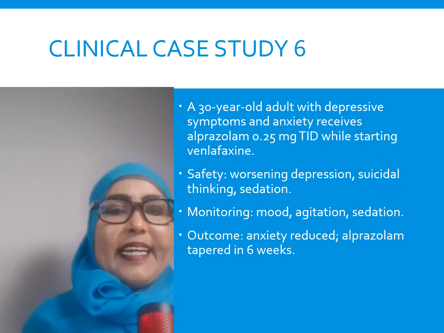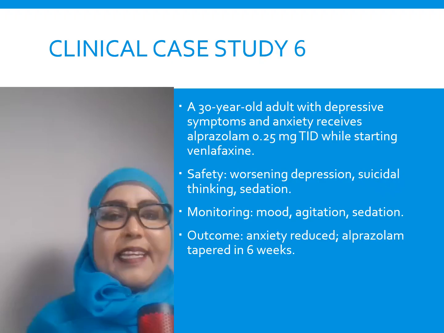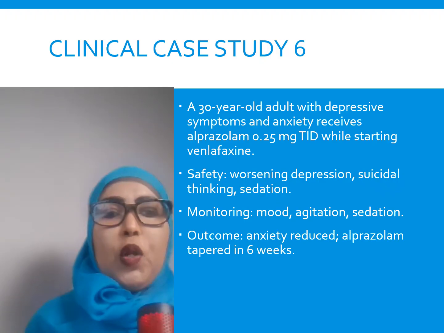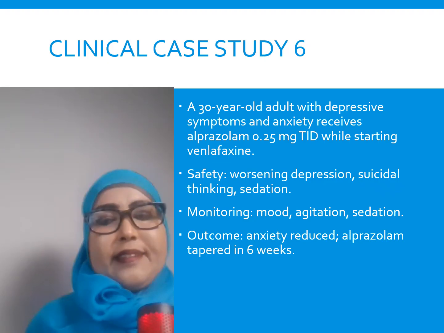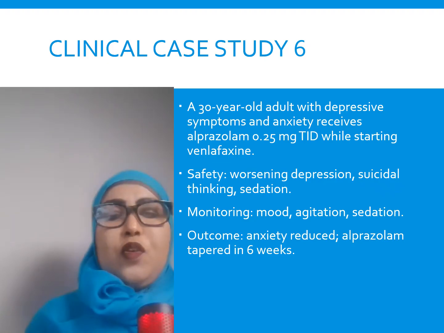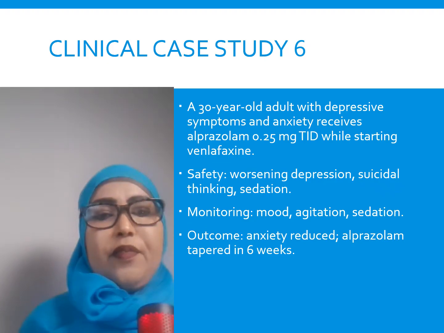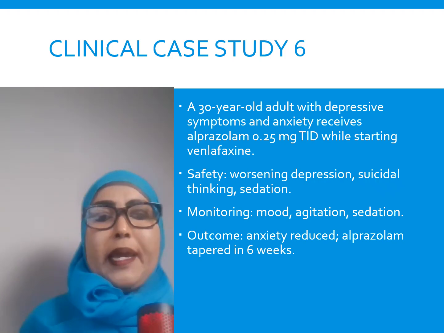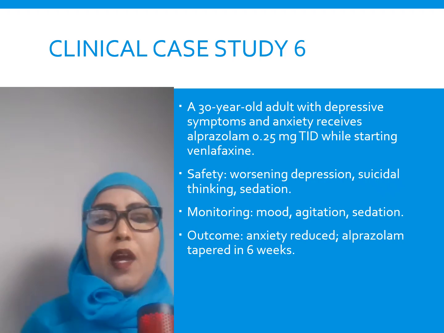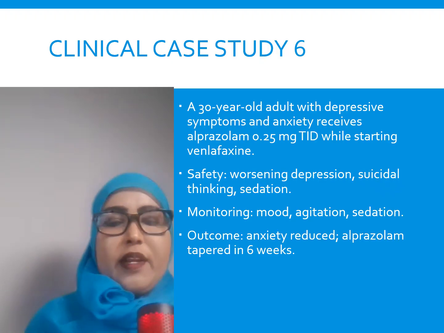Your next clinical case study is a 30-year-old adult with depressive symptoms and anxiety, and they receive Alprazolam 0.25 milligram 3 times a day, while starting with venlafaxine.